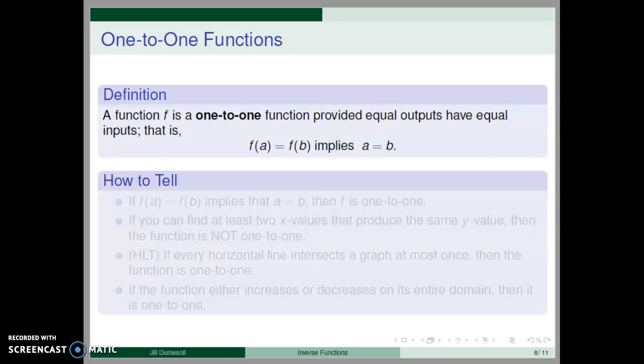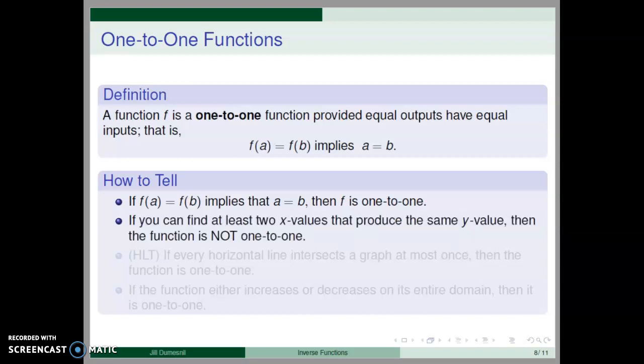How can we tell whether a given function is one-to-one? Algebraically, we can check whether f of a equal f of b implies that a equals b. If it does, then the function is one-to-one. If not, then the function is not one-to-one. If you can find at least two x values that produce the same y value, then the function is not one-to-one because you have repeated outputs.